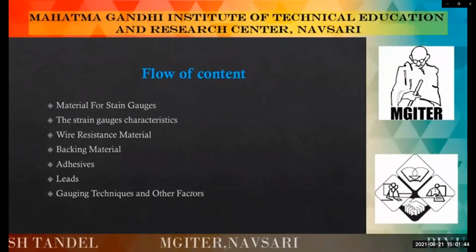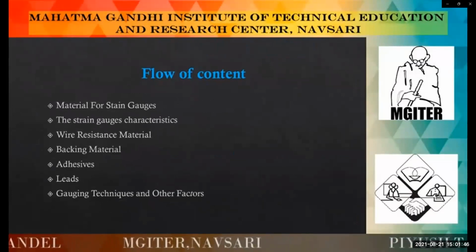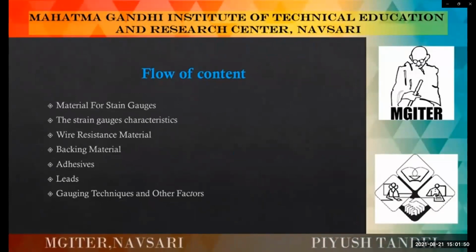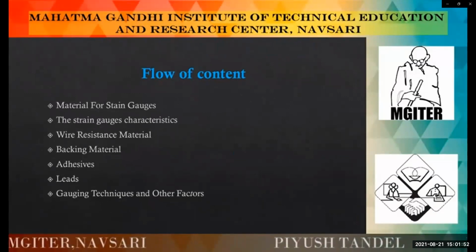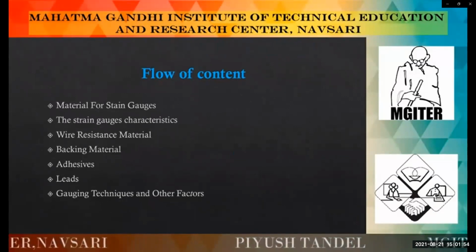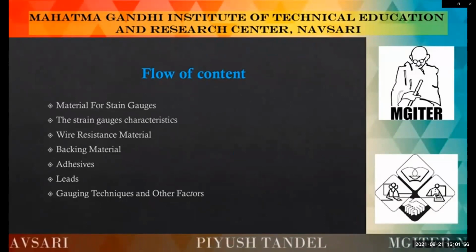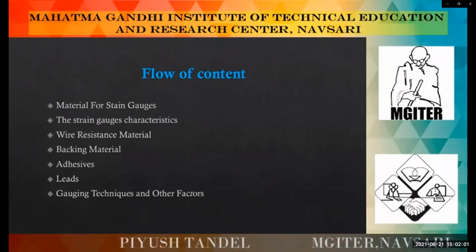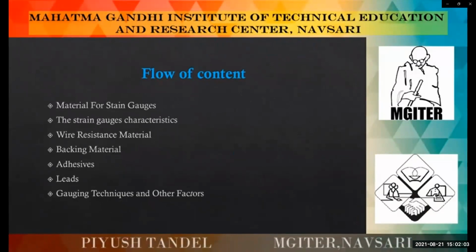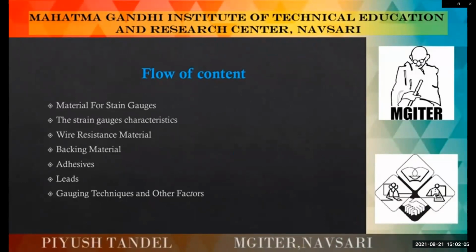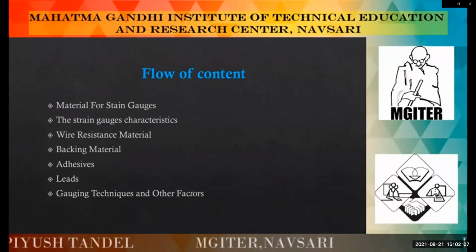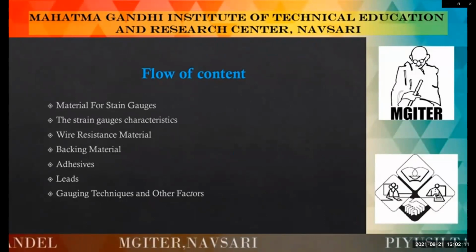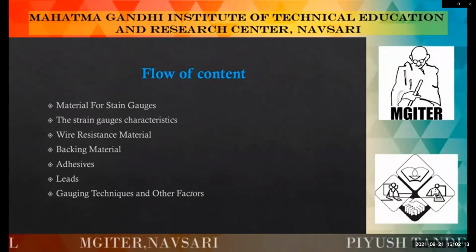First of all, starting with the flow of content. In this video lecture, we are going to see the material for strain gauge. After that, the strain gauge characteristics, that is, which characteristics a strain gauge should have to perform in optimum condition. Then the wire resistance material, that is, which kind of material we are going to use for our resistance wire. Followed by the backing material, adhesive, leads and gauging techniques, and other factors that are going to affect our measurement.